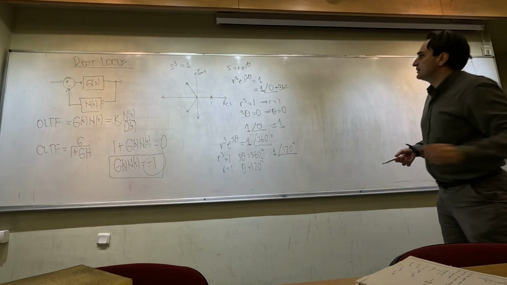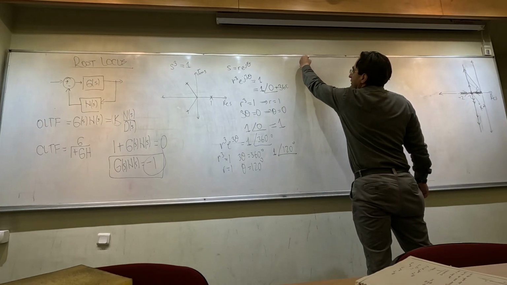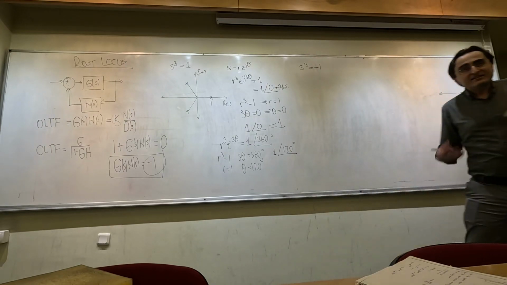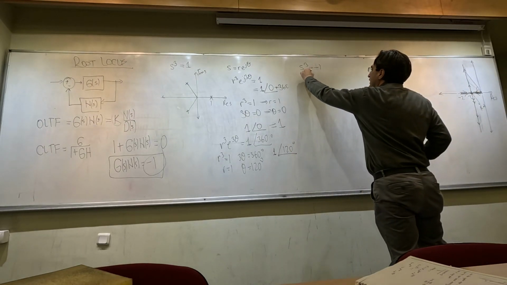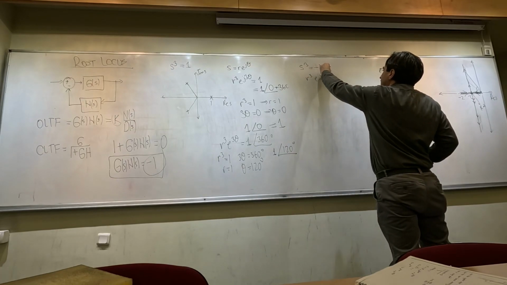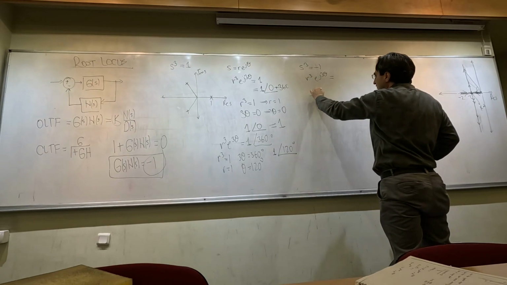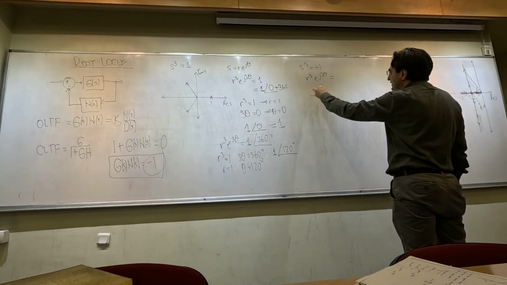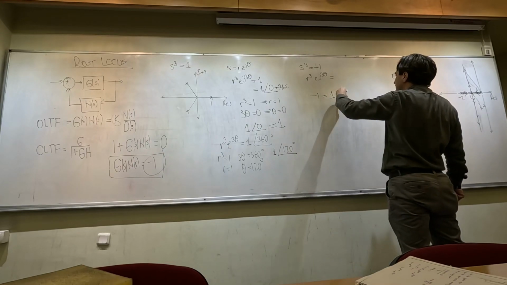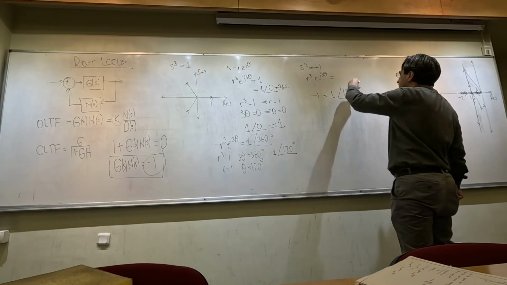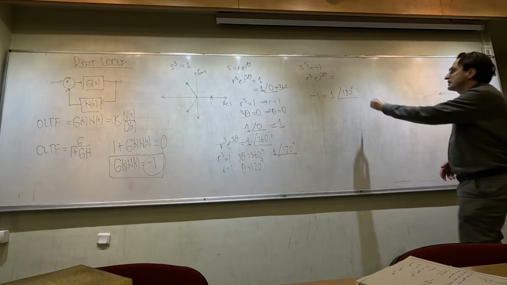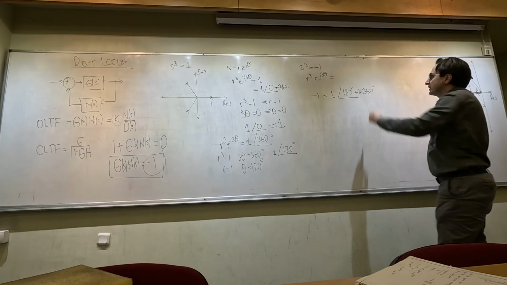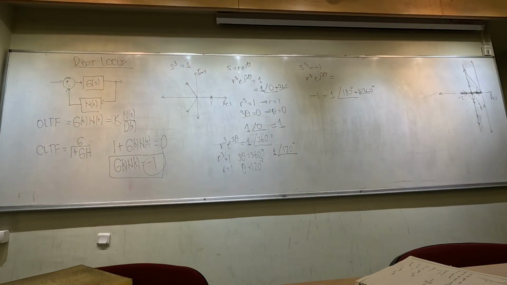If I have s cubed is equal to minus 1, in that case, I can do a similar thing. I have r cubed e to the j 3 theta is equal to, let us look at the polar representation of minus 1. So I have here minus 1, it has the magnitude 1, and the angle is 180 degrees. But here I can simply add k times 360 degrees. Okay? So it is exactly the same thing.